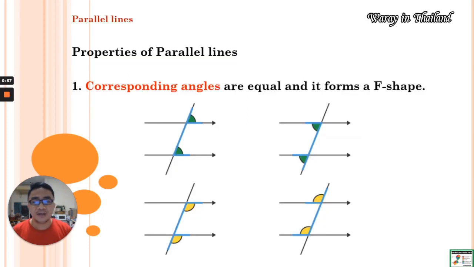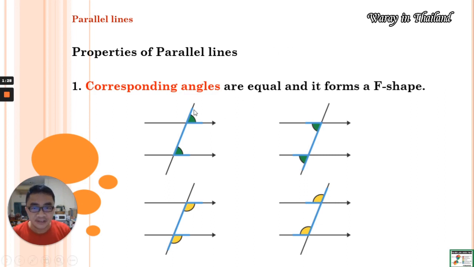So first, we have the properties of the parallel lines. Number one, the corresponding angles. What are the corresponding angles? They are equal angles and they form an F shape, the letter F. The first definition: these are the angles where one is outside, the exterior angle, and one is in the interior, on the same side of the transversal line.